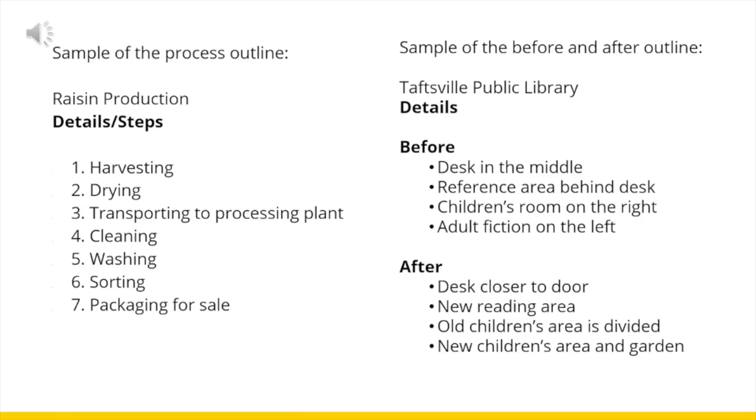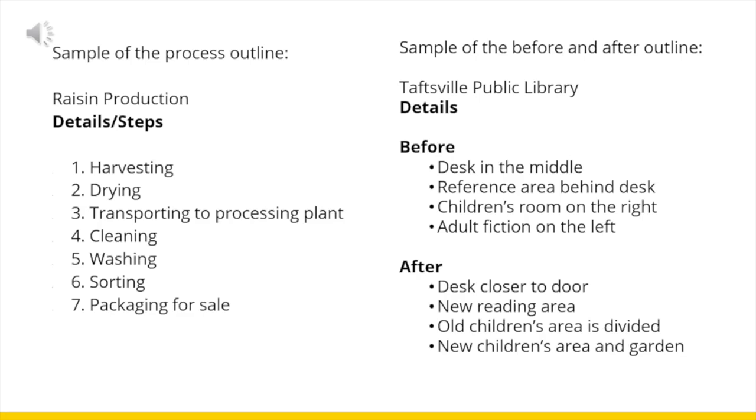For example, before, the desk was in the middle. After that, we have the reference area was behind the desk, the children's room was on the right side, and adult fiction was on the left side. And as you can see, after that we have a lot of changes happen. It was in an after picture. So for example, this became closer to the door, and then we have a new reading area. The children's area is divided now, and a new children's area and garden are created.